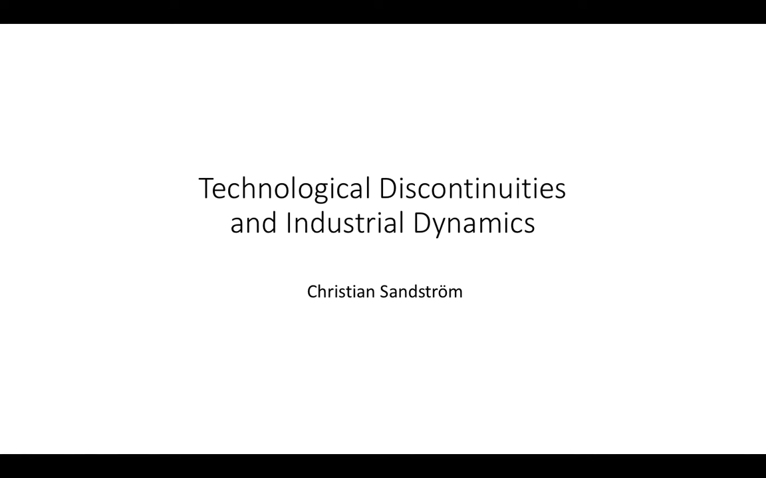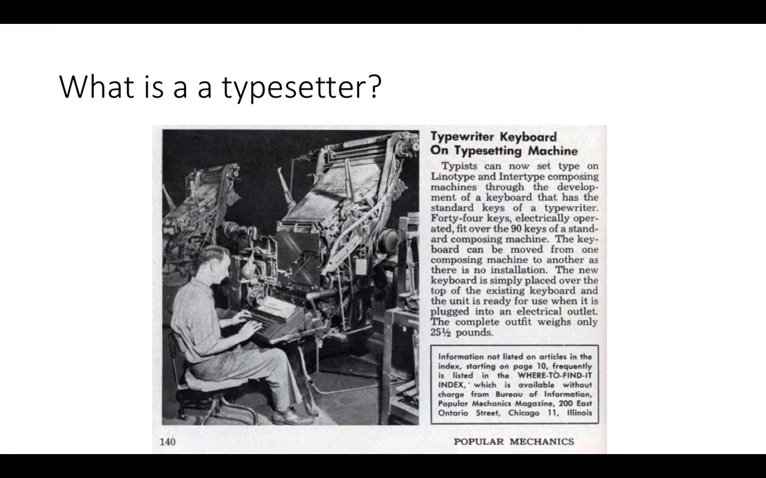Technological discontinuities and industrial dynamics. This presentation will cover one article discussed in this course, which deals with several different aspects of technological change and how it affects established companies. The paper is written by Mary Tripsas in 1997, and it deals with the typesetter industry.